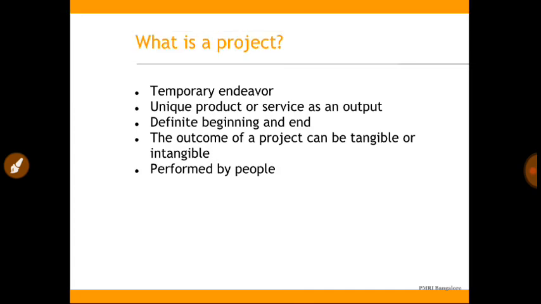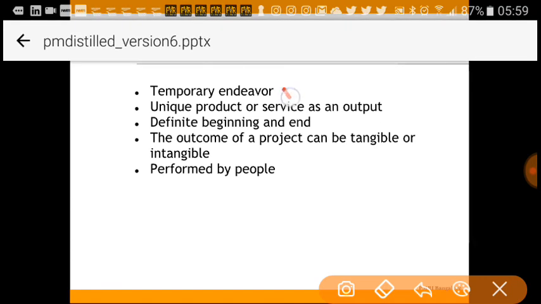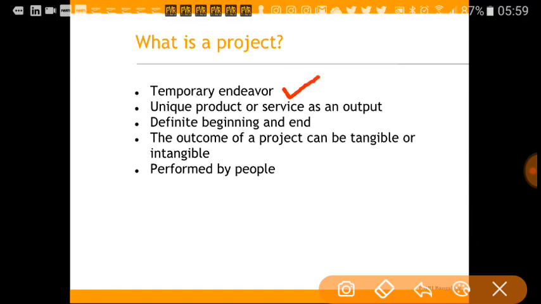Now we have some basic definitions, like what is a project. A project is a temporary endeavor which delivers a unique product or service as an output. Every project has a definite beginning and end. And the outcome of a project can be tangible or intangible, performed by people.